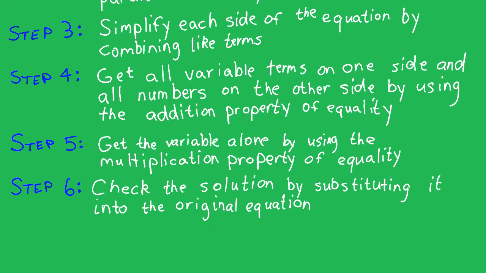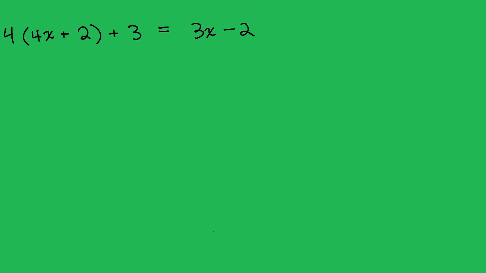Step 5, get the variable alone by using the multiplication property of equality. And step 6, check the solution by substituting it into the original equation. So there's nothing really new here. Perhaps besides the first step with the fractions, maybe you haven't done that in solving equations, but you've done that in other areas, to multiply by the least common denominator. So there's nothing really new. It's just a step-by-step guide, a general strategy, that makes it easier to solve equations. So let's get to it and solve some equations.